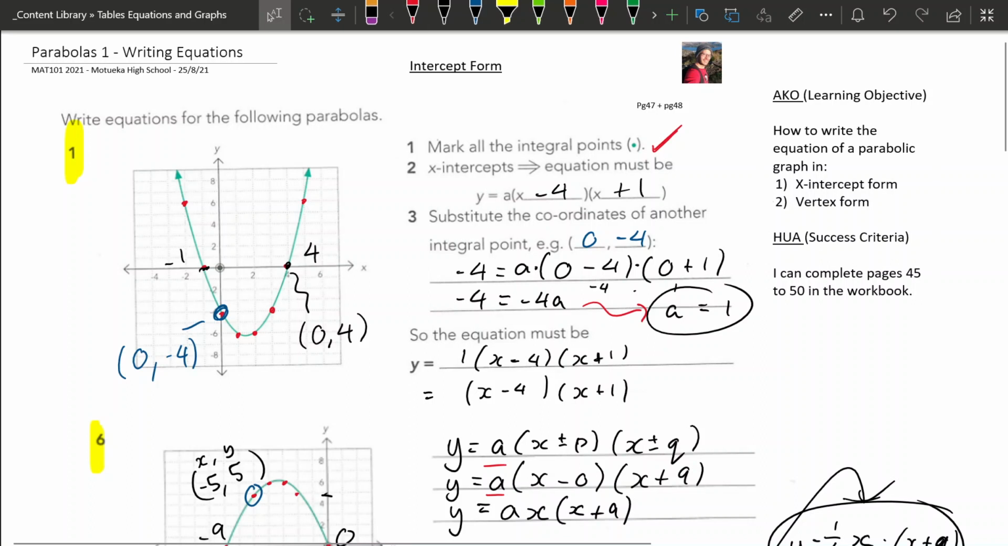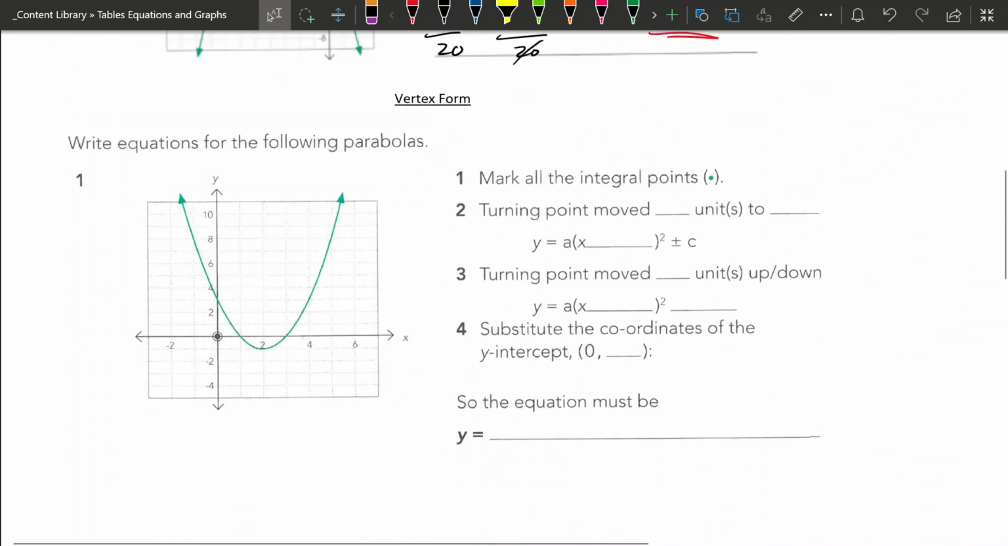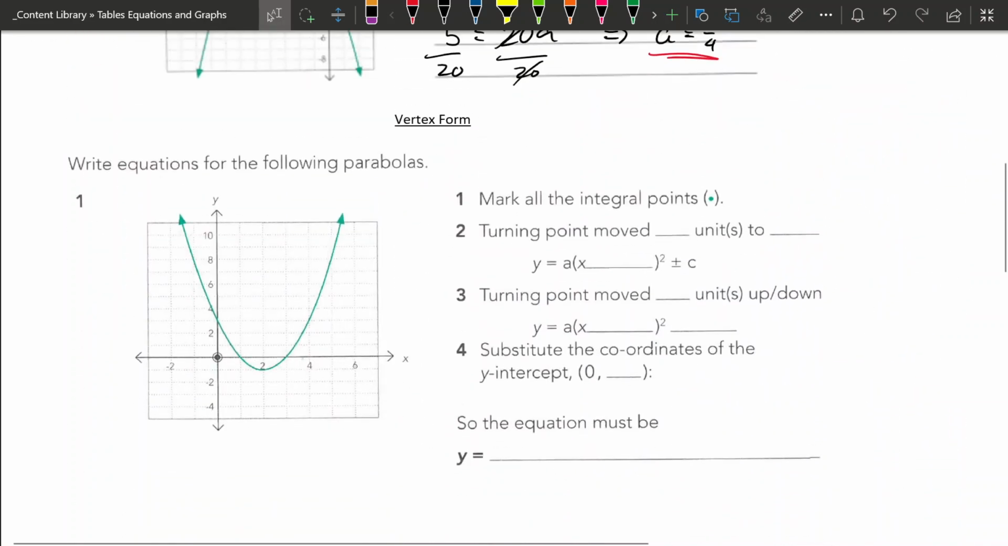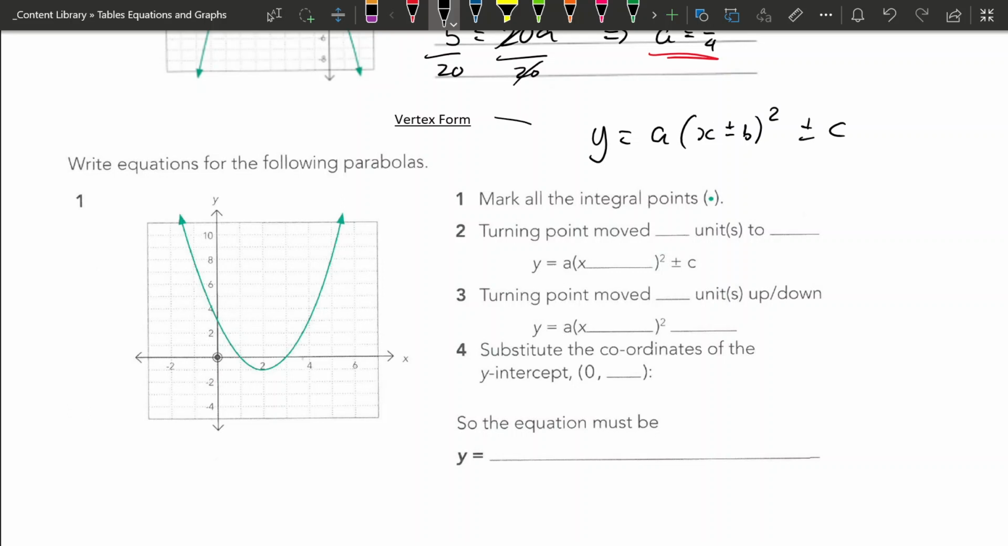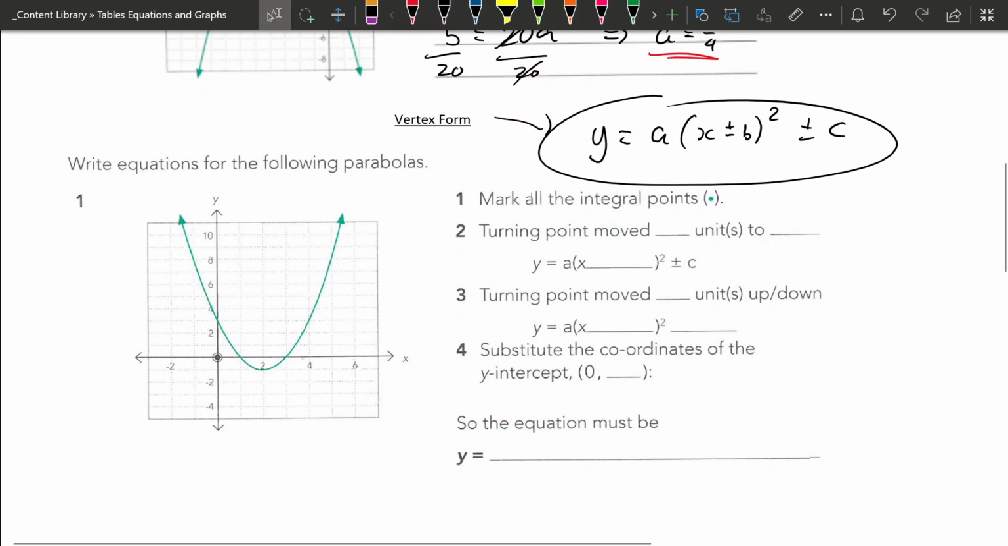So we've done that part of the arco. Now let's do the vertex form. So that's page 49 and 50. The vertex form is this. Specifically, it's this. So y equals a(x plus or minus b) squared plus or minus c. That's the vertex form. You use that when? You use it when you know the vertex.